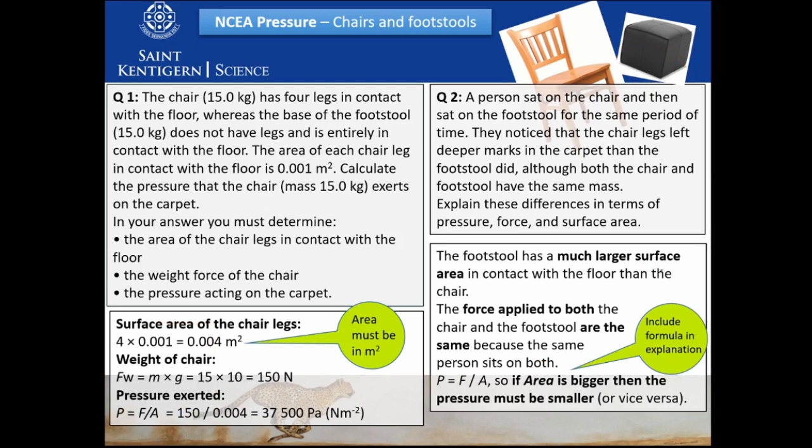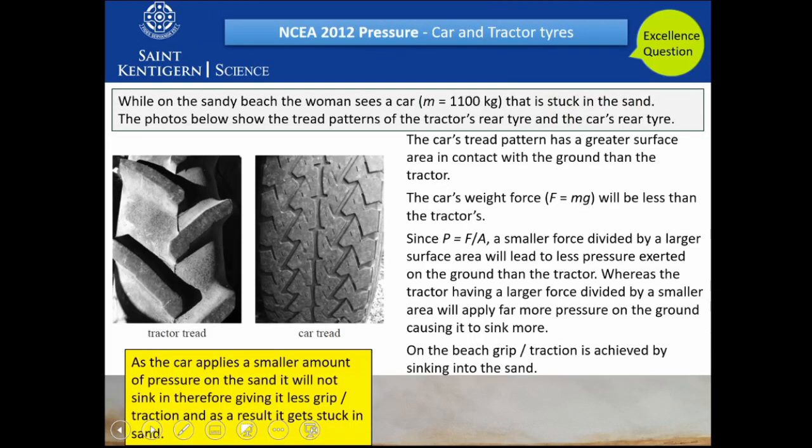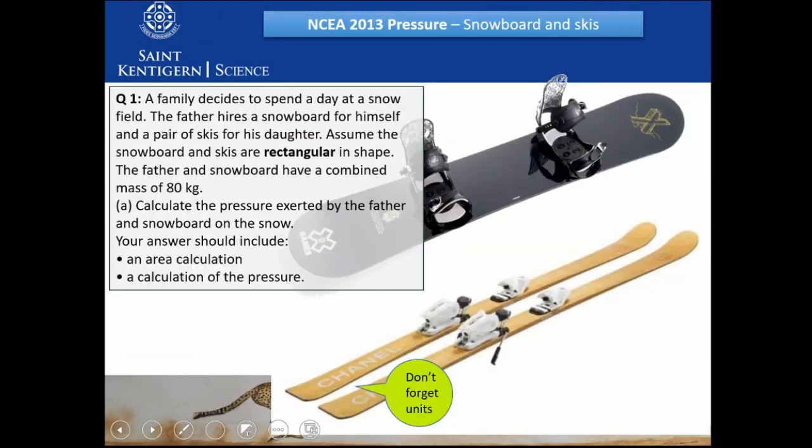So the footstool has a much larger surface area in contact with the floor, and the force applied to both chair and the footstool are the same because the same person sits on both. So P equals F divided by A. So if the area is bigger, then the pressure must be smaller. I don't like this question at all.